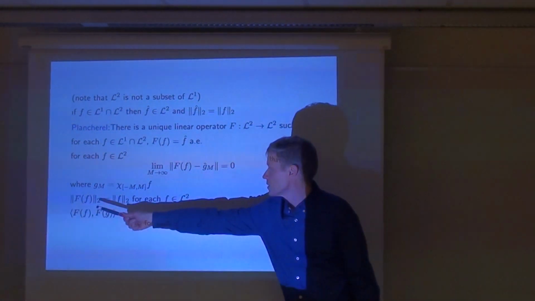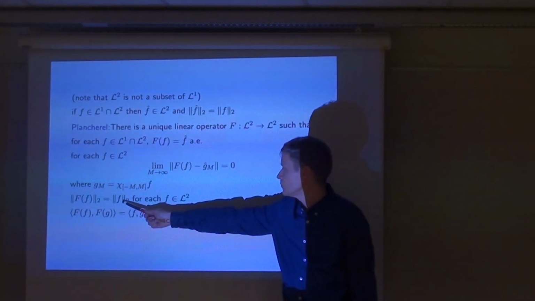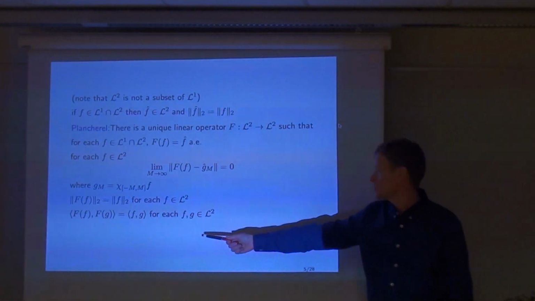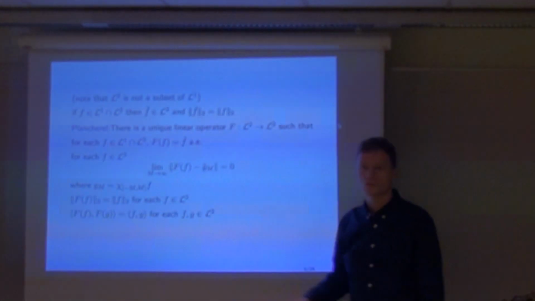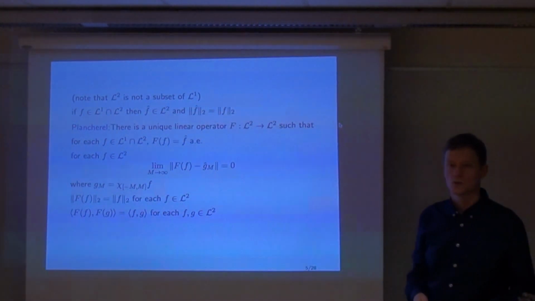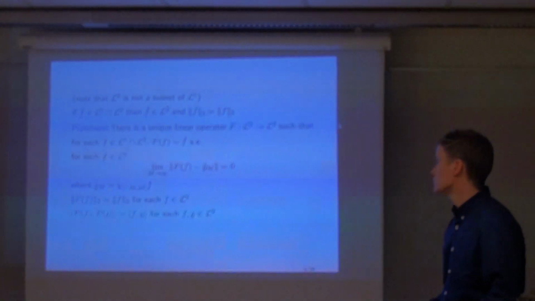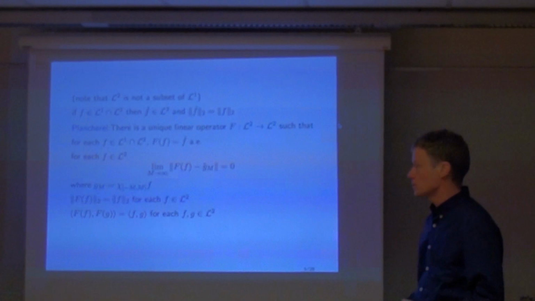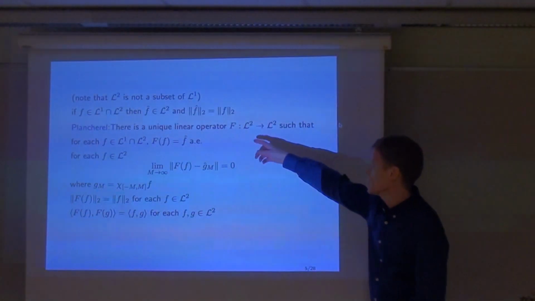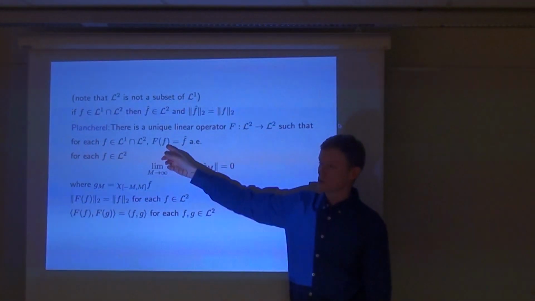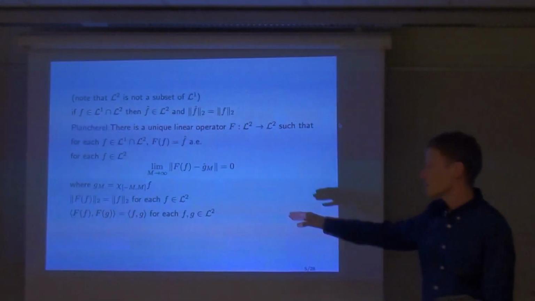The norms are the same if you compute for the function or its Fourier transform, and also the inner product is the same. If you do the inner product of f and g, you can also do it on the corresponding transforms. You get the same number. So this capital F is the Fourier transform. I'm just stating the full theorem. It's a unique linear operator, which is actually defined by the transform, but it has other properties.